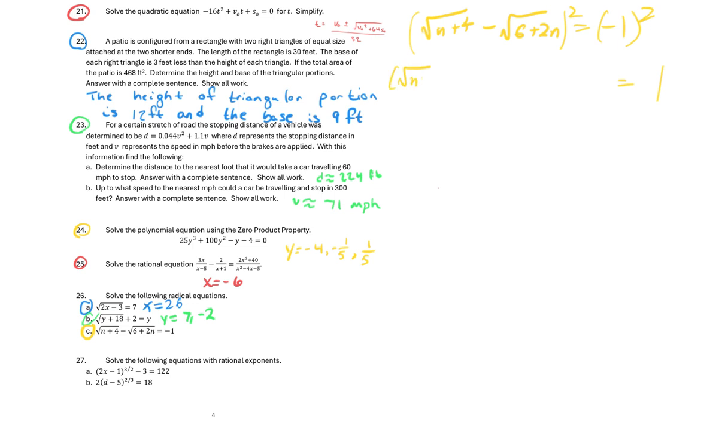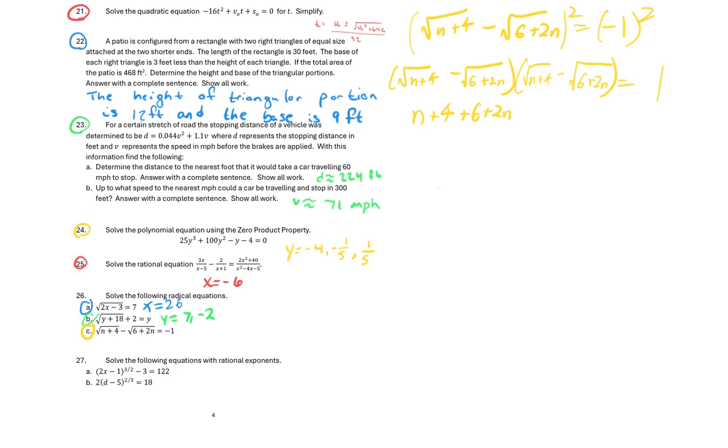Our left side, we're going to have square root of n plus 4 minus the square root of 6 plus 2n, and all that times itself. So times the square root of n plus 4 minus the square root of 6 plus 2n. Now what we're going to do is we're going to FOIL this out. Our first term, square root of n plus 4 times square root of n plus 4. Since it's the same term inside being multiplied, we're going to have n plus 4. Our outer term is what's going to get tricky here. So let's do our last term first. Minus square root of 6 plus 2n times minus square root of 6 plus 2n. So there's a plus 6 plus 2n.